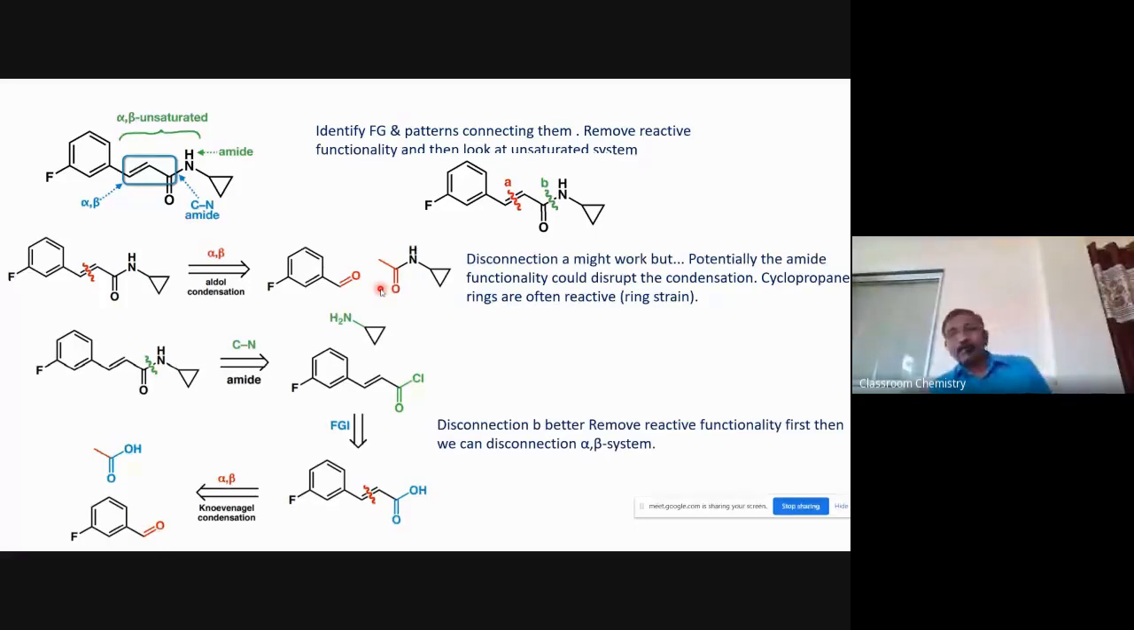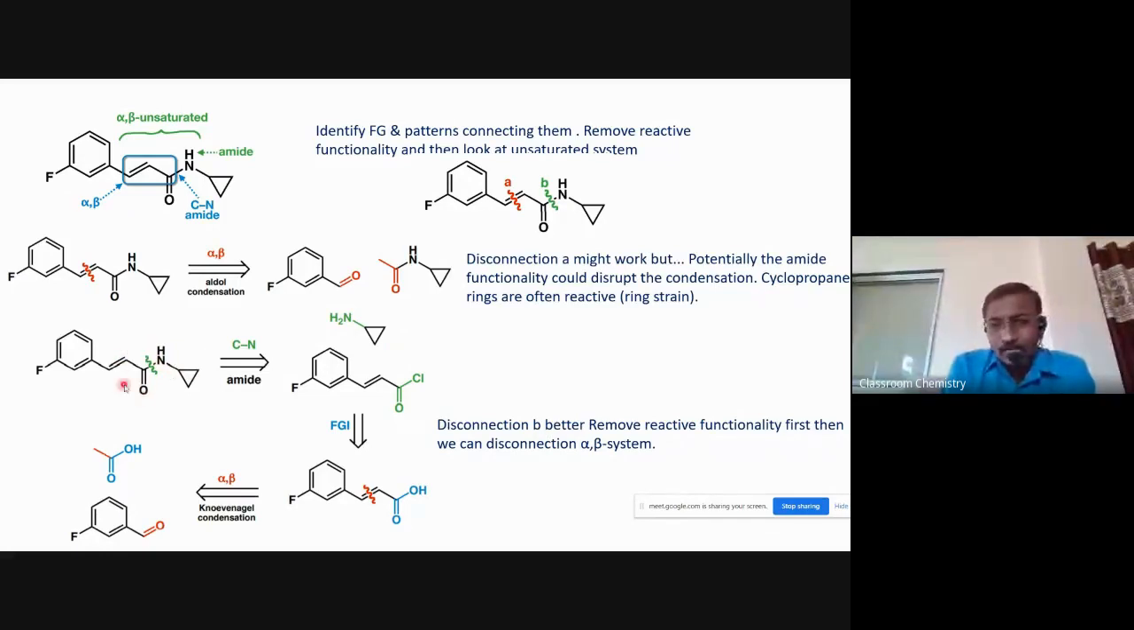Now again there is a possibility that we have observed this NH is there, so we can disconnect over here. The amide linkage is broken, and when we remove this amide linkage, what will happen? We can get COCl, and this NH2 is there, cyclopropylamine. So this cyclopropylamine is there. So this connection, it is better to remove the reactive functional group first. We know that the amide is the reactive functional group as compared to this.